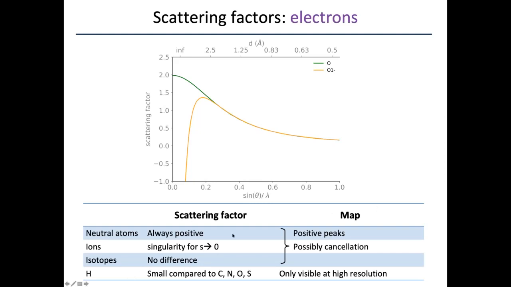So what does it mean for maps? Neutral atoms will have positive peaks, and ions might have some cancellation. So I'm saying possibly cancellation because, again, this depends on the resolution range. So imagine you calculate your map, or you have experimental data that only include resolution up to, let's say here, which is maybe around 6 angstrom. So if you don't have any lower resolution, you don't have any contribution from this negative part of the scattering factor. Positive. Okay, you will have a positive peak. And hydrogen, again, are only visible at high resolution.